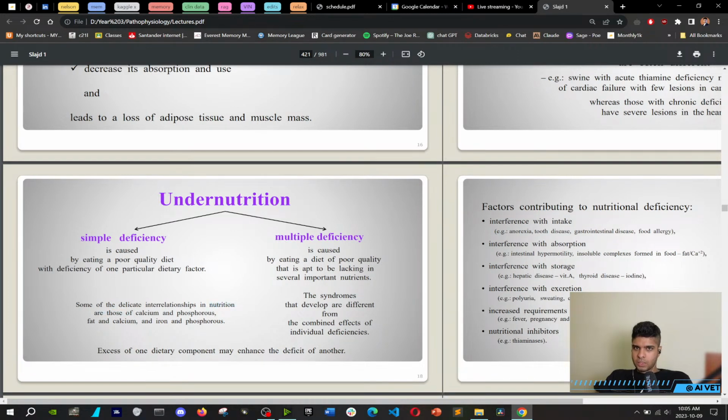Calcium and phosphorus, calcium and iron and phosphorus. Excess of one can lead to the deficiency of another, causing multiple deficiencies. Poor quality of diet is apt to be lacking in several. The syndromes that develop are different from the combined effects of individual deficiencies.